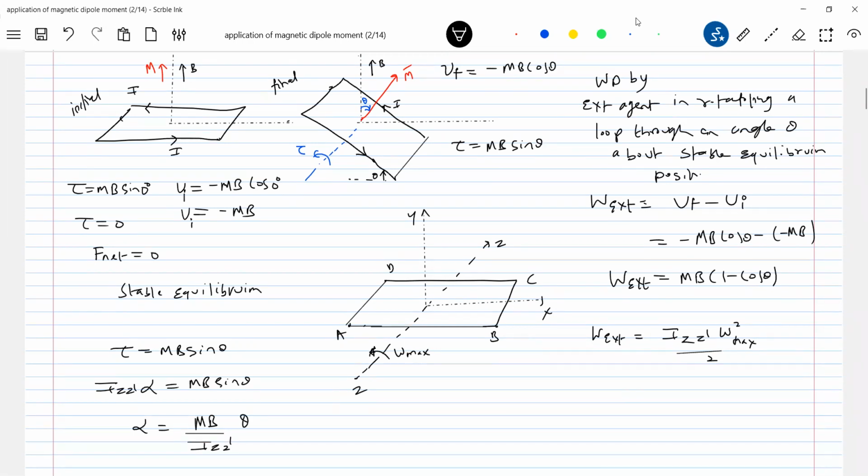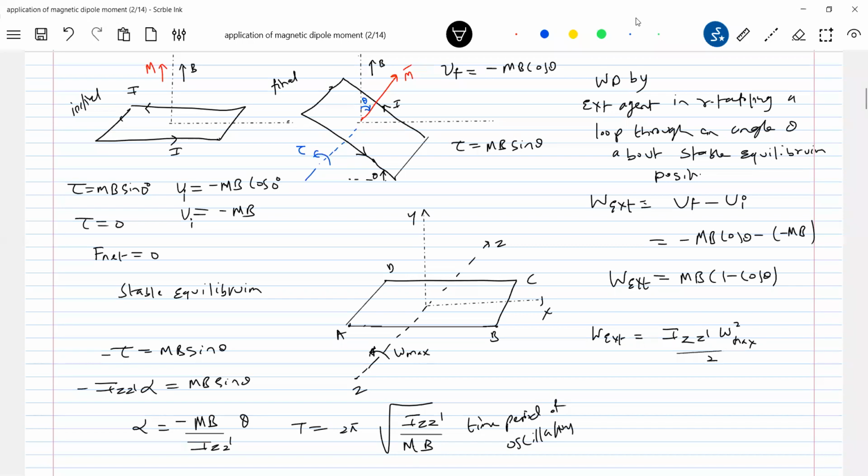So negative sign, why negative sign? Because the torque will act opposite to the displacement. So when you compare, we get the time period of oscillations. It's an SHM. It's going to execute SHM if theta is very small. M is the dipole moment, capital M. You should be careful, not mass here. What is M? M is the dipole moment. So the loop is going to execute SHM.